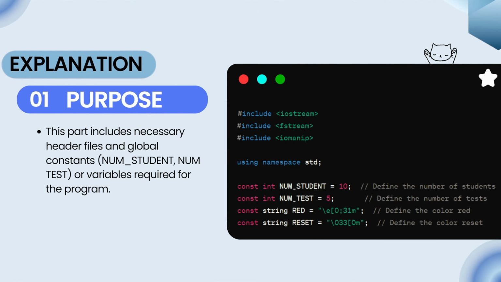This part includes necessary header file and global constant, num student, num test, or variable required for the program. We define the num student as 10 and the num test as 5, since there are 10 students and each of them has 5 test scores that need to be inserted as input.